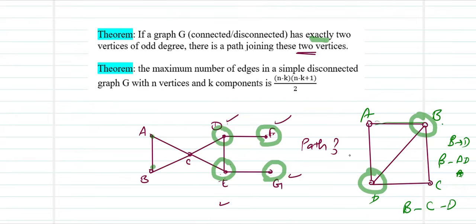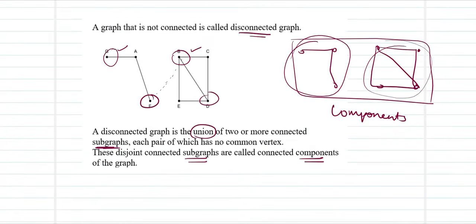between these two vertices. The second theorem says the maximum number of edges in a simple disconnected graph of k components and n vertices is going to be (n minus k)(n minus k plus 1) by 2. Notice this is going to be the maximum number, to the fullest extent, of how many edges we can draw for a disconnected graph. So if it has n vertices and k components, it has (n minus k)(n minus k plus 1) by 2. Now consider our disconnected graph over here.